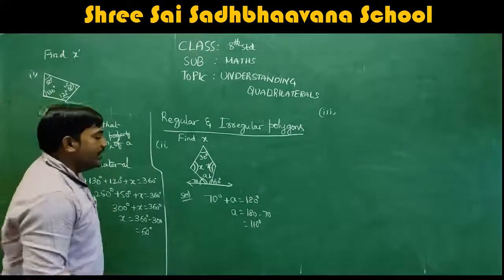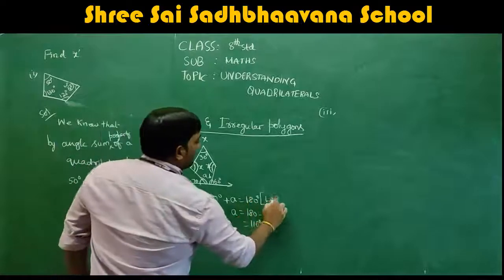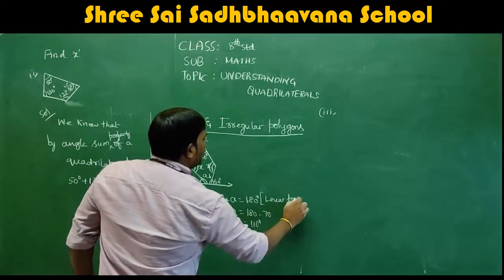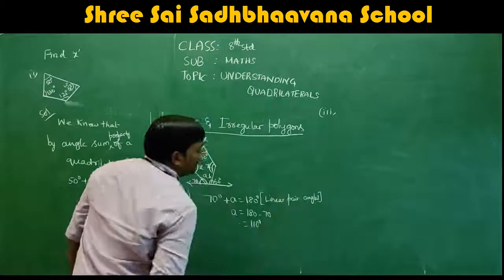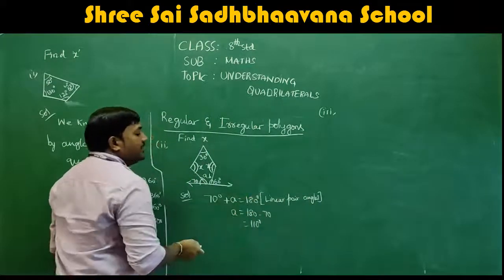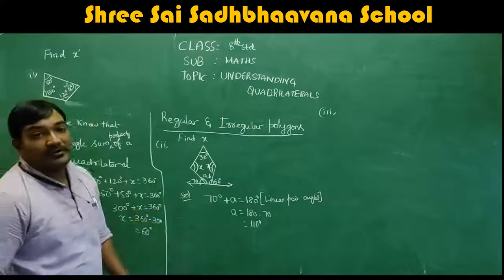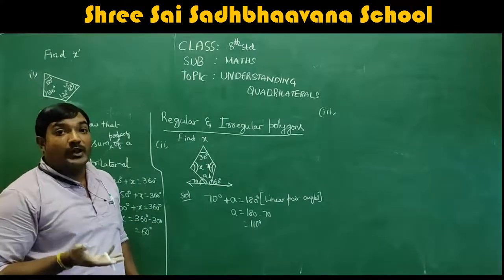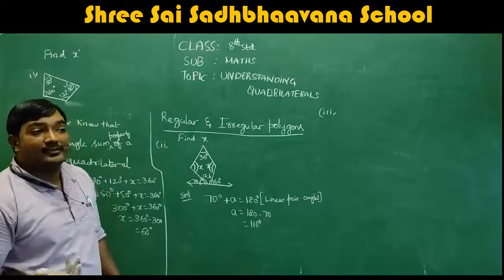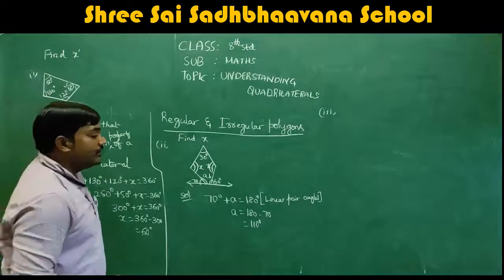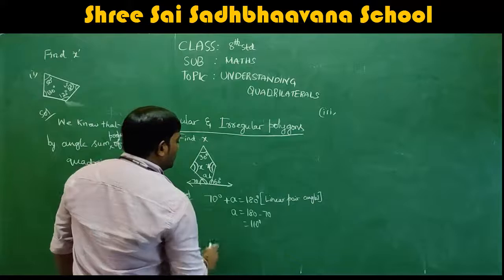Got it? Similarly, you can write here clearly, linear pair angles. If you don't write this, you will not be given marks, because without specifying the condition, you cannot directly write 70 plus A is equal to 180, because we should know why we are equating to 180. If you don't write anything, how can you equate without any reason? So you have to write the condition.